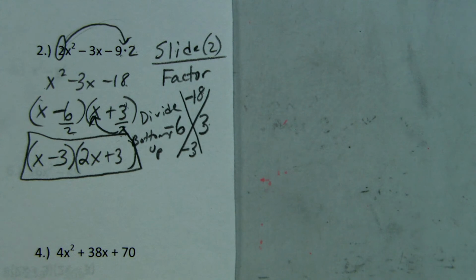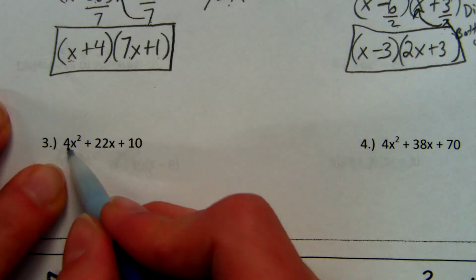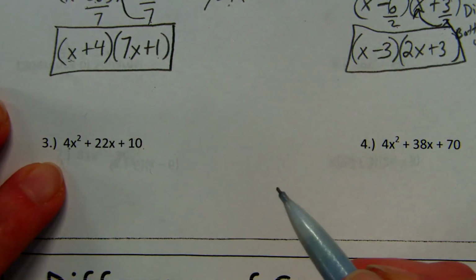Okay, so we're going to do a couple more. So we're working on our full day. We're almost done. Let's go down to number 3. But there is a greatest common factor in this one. There is a greatest common factor, so we're going to take that out first.